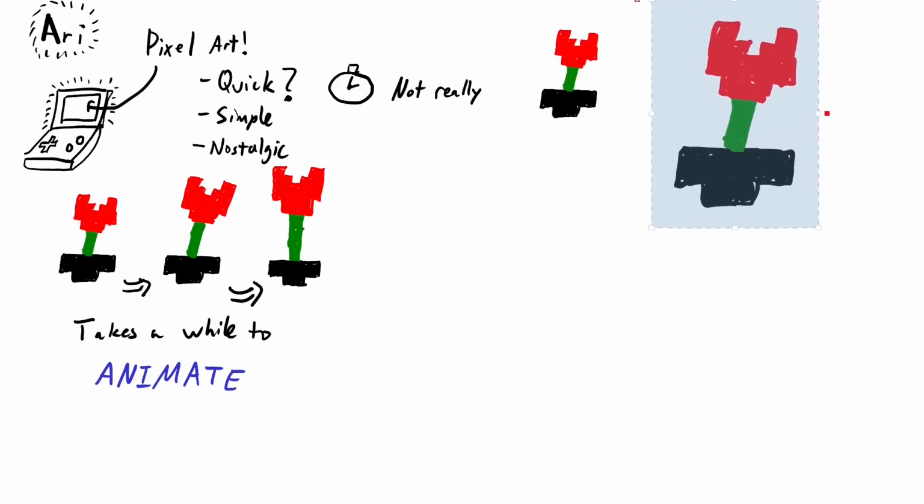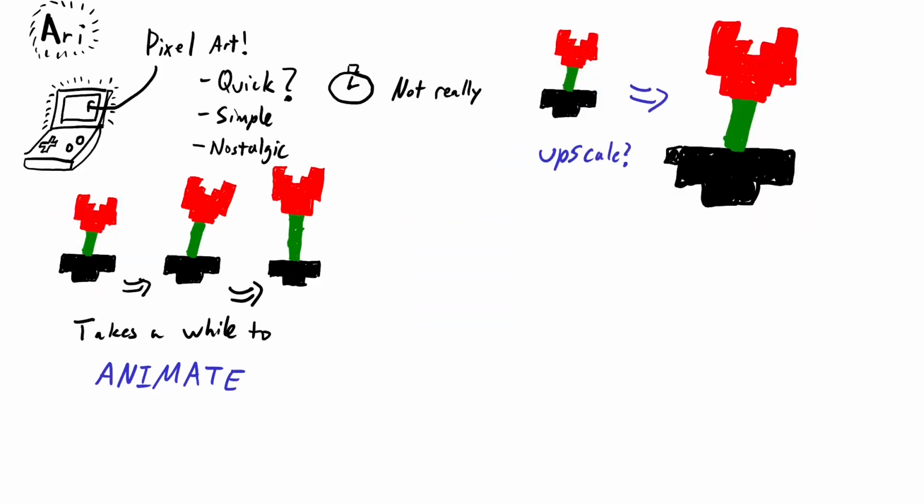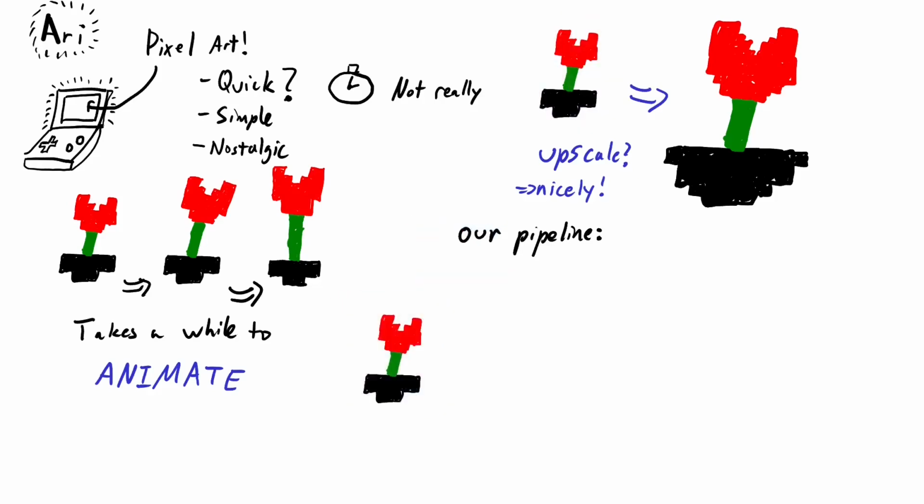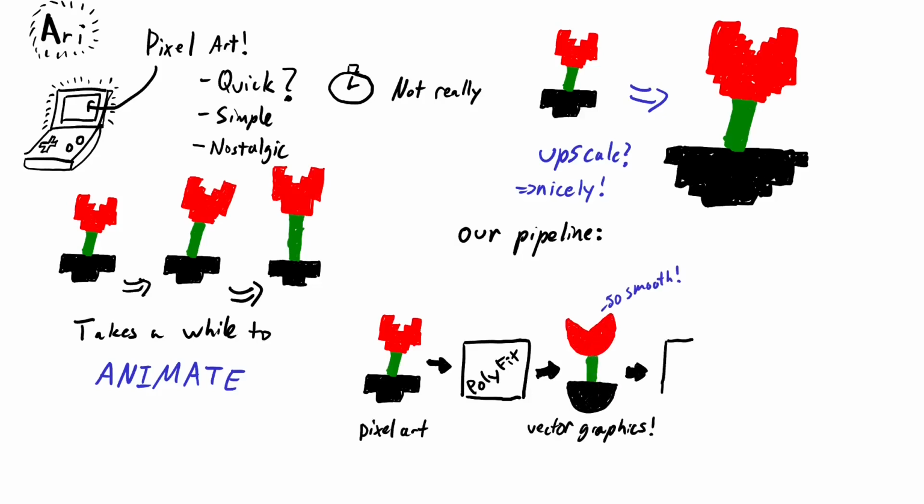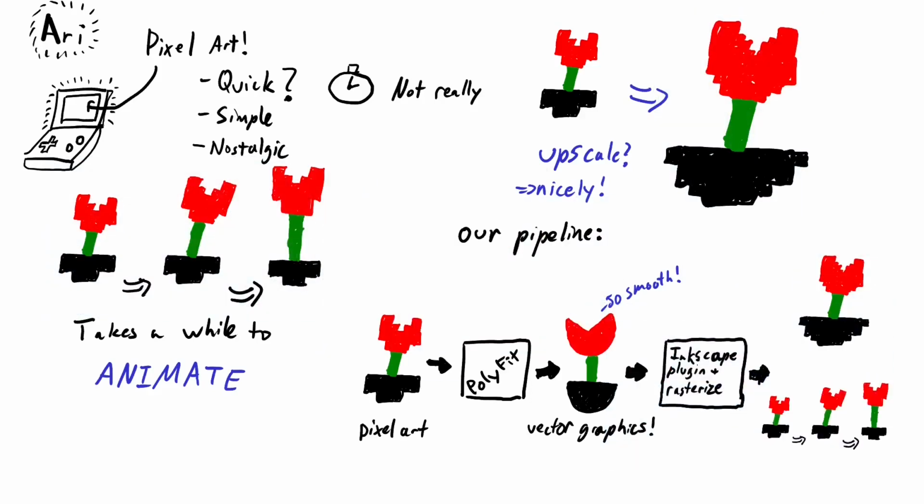Here, we present a pixel art upscaling and animation pipeline designed to streamline this process. We use a recent paper on pixel art vectorization, Polyfit, to create scalable versions of the art. And we present a custom Inkscape plugin to modify and re-rasterize this art.